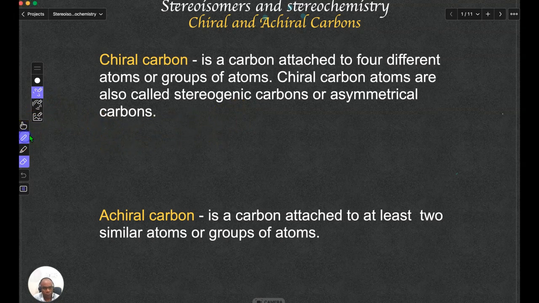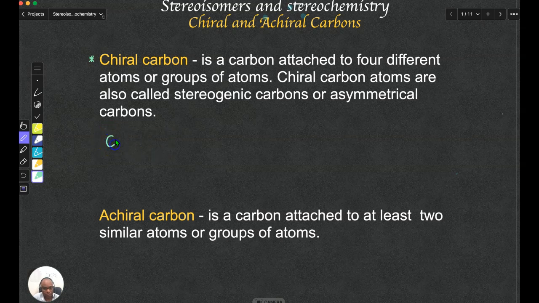Hello. Let's learn a little bit about stereoisomers and stereochemistry. In this case, we're going to talk about chiral and achiral carbons. When you talk about chiral carbon, what you're really looking at is a carbon that is attached to 4 different atoms or group of atoms. They are also called stereogenic carbons or asymmetric because they don't have symmetry because they are attached to 4 different things. So I'll give you an example.